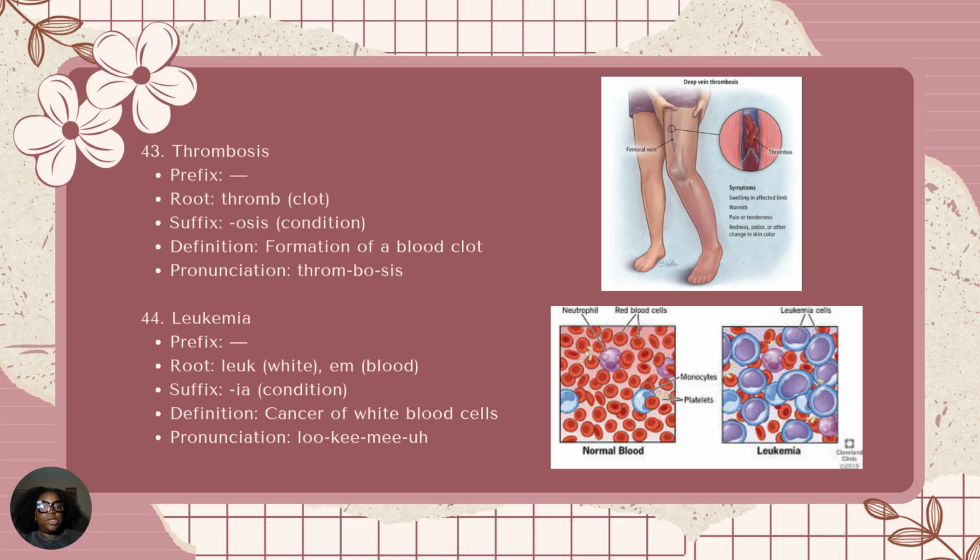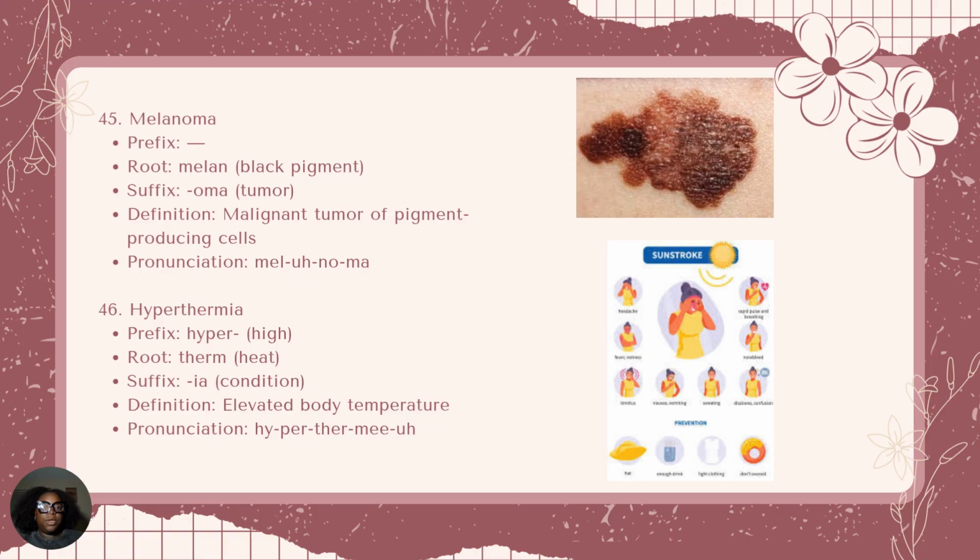Next, we have thrombosis, which is the formation of a blood clot. Thromb means clot, and osis means condition. And then we have leukemia, which is one of the most common types of cancer. The root is leuk, meaning white, and em means blood, and then ia is condition, and it's cancer of the white blood cells. Another common type of cancer is melanoma, and it's the malignant tumor of pigment-producing cells. So melan means black pigment, and oma means tumor.